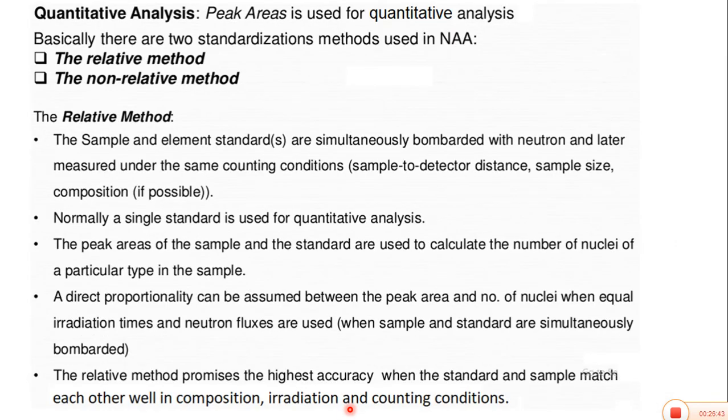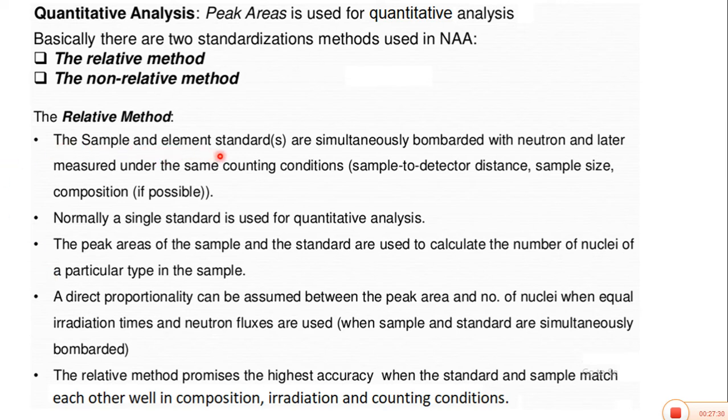The other is quantitative. The next step is, if it is present, then how much of it is present. So peak area is used for quantitative analysis. Basically there are two standardization methods used in neutron activation analysis in order to get quantitative results: a relative method and a non-relative method. In the relative method, definitely you again use standard material. If you use standard material of a known concentration, you will get a particular peak area. Then you compare it with your standard peak area, and it will give you directly the concentration, the number of nuclei.